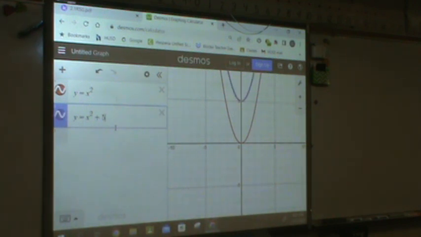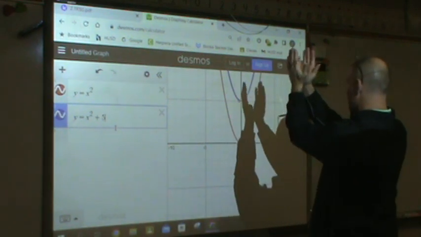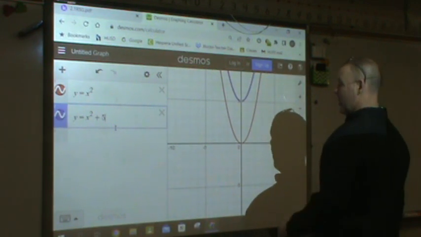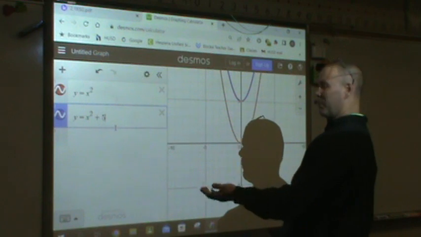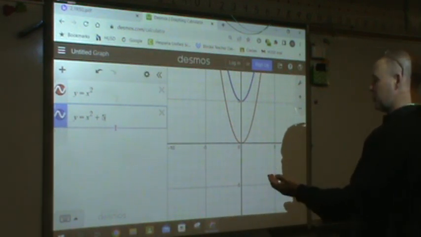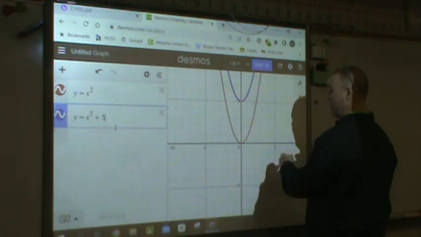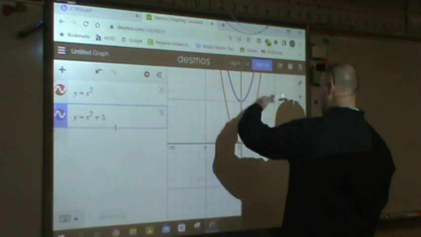So what happened to it? Well, hey, it shifted up 5 units. It didn't get wider, it didn't get narrower, it didn't do anything. All this original parabola did was shift up 5 units. So how is it similar? How is it different? Well, it's still a parabola. It still has a pattern. It didn't stretch. It didn't shrink. All that happened was it shifted up. The vertex moved up 5 units. If I put x squared plus 5, it just shifted up 5 units.